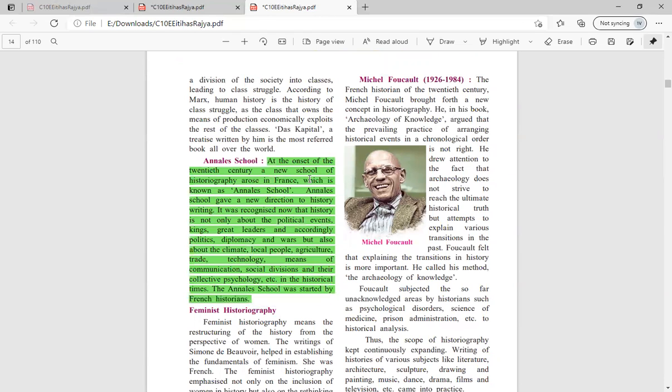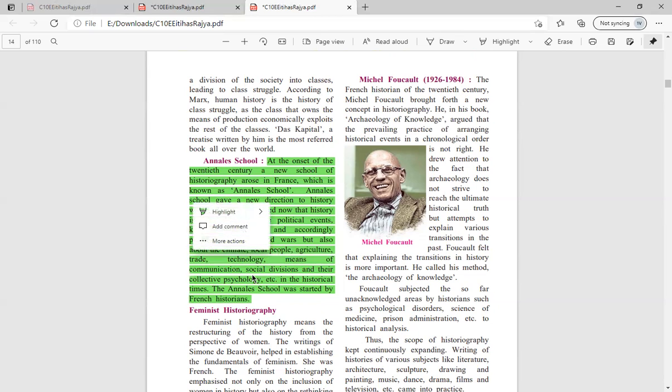That Anne school में हम लोग ने देखा, it was a school which was created in France, and then they gave a new direction to history writing. पहले history writing को इतना importance नहीं था. These school people, they gave right to history writing. It was recognized now that people should not only should be known for political events, trade policies, etc., but at the same time you should also include the climate, the local people, the agriculture, the communication, the social division, etc.